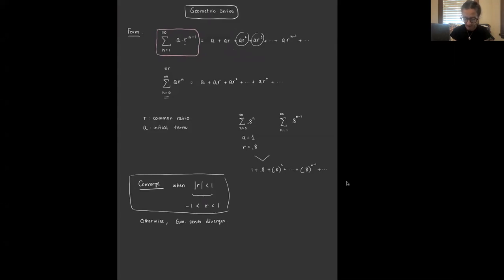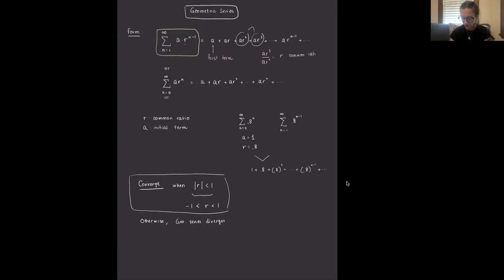And this a is usually the first term of our series. And r is something called the common ratio, because to get from one term to the next, you always multiply by r. Or you could think of it as, if I divide successive terms like ar cubed over ar squared, that gives us r, which is this common ratio.